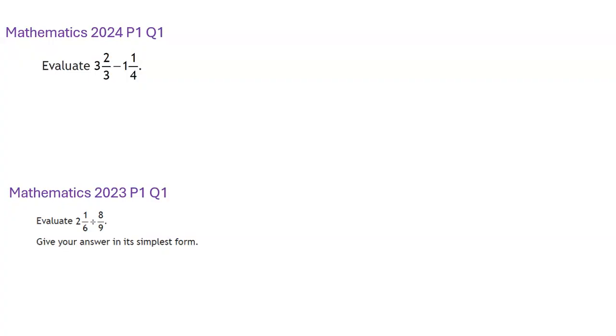So for the first two, I'm going to look at paper 1 in the 2024 exam and paper 1 in the 2023 exam, question 1 for both. So pause and have a go, and then let's see how you get on.